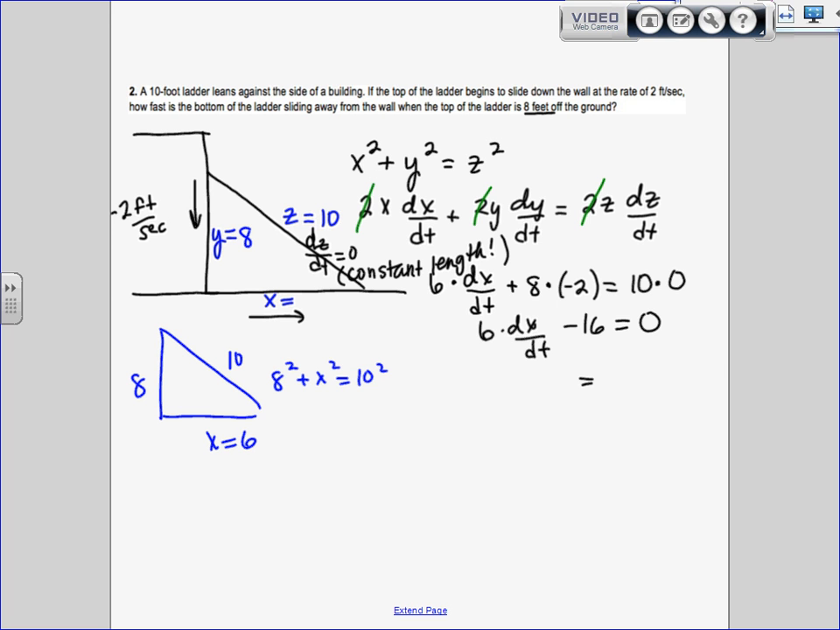Okay, so I add my 16 over, I divide by 6. So 16 over 6, so 8 over 3. What is that, like 2.67 repeating? 2.667. And this is in feet per second. Okay, that's your answer. You can leave it as a fraction or you can write the decimal form, it doesn't matter. Okay, feeling okay about related rates? Not terrible. All right, next up.